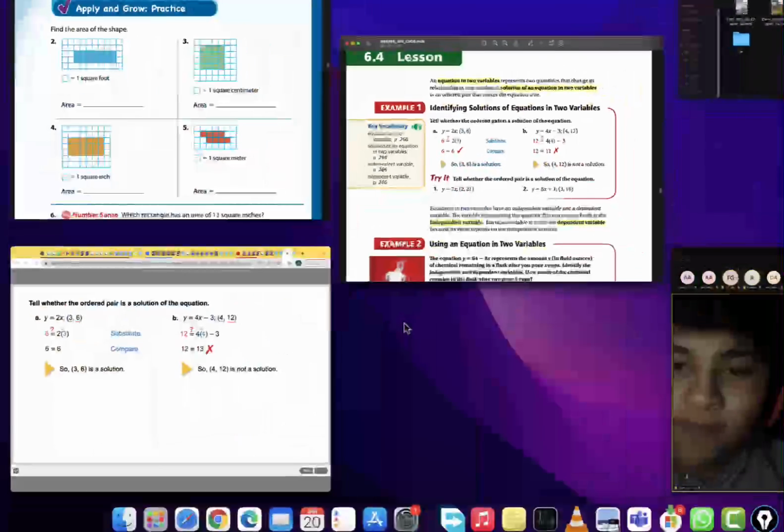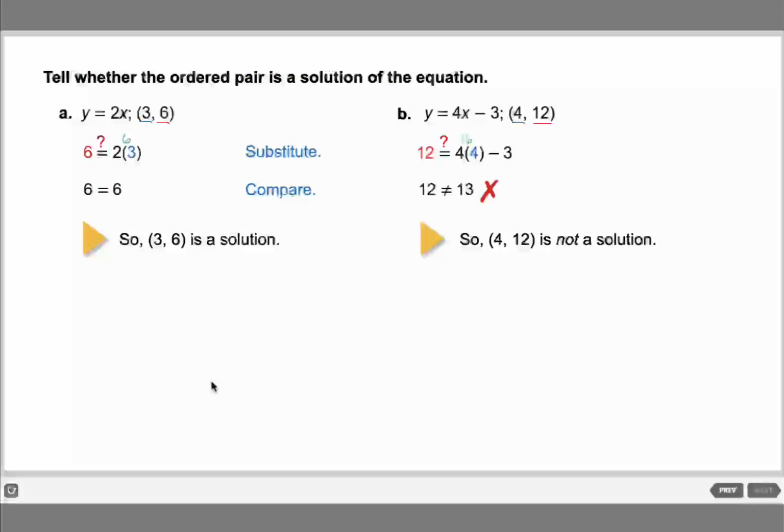My heroes, solve questions 1 and 2. And if anyone missed what I said, I will explain, for example, letter B. y equals 4x minus 3, and we have the ordered pair 4 and 12. We need to check if this ordered pair satisfies the equation. If it satisfies the equation, it is a solution. If not, it is not a solution.